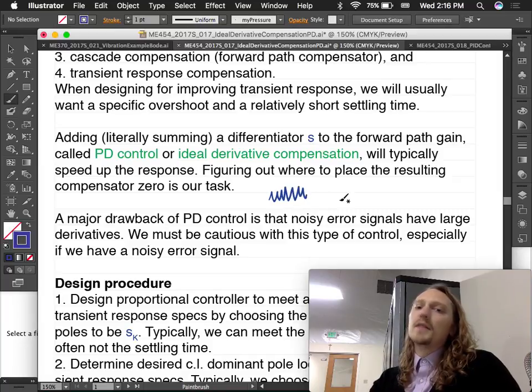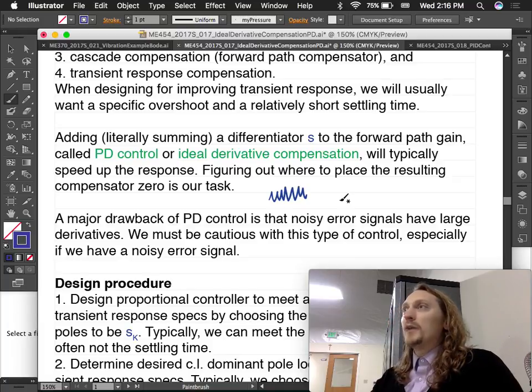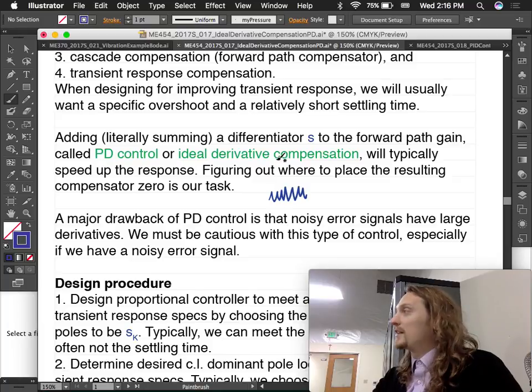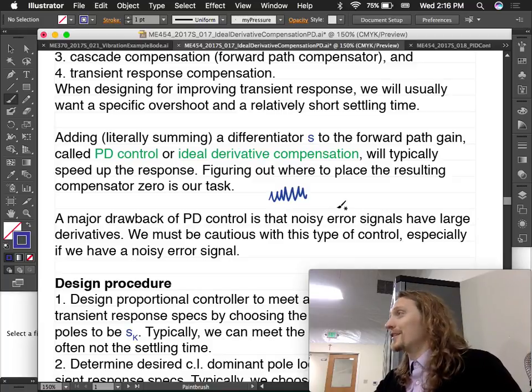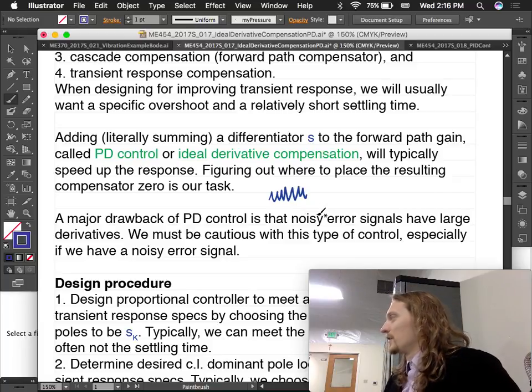What is the derivative of that? What does that look like? Wildly swinging, extremely high values, right? And it's going to go from positive to negative, positive, negative, positive, negative, and so your controller will freak out. That's essentially what happens. So if you have a noisy error signal, you have to be really careful with using derivative control. You should be cautious in any case.